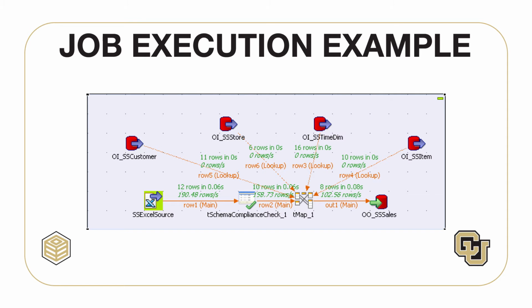This snapshot shows the executed Excel job. The screen snapshot was taken from the Job Design pane after executing the job. You can see that the Excel input file contains 12 rows. The tSchemaComplianceCheck component rejects 2 rows for null value or data type violations, passing 10 rows to the tMap component. The tMap component rejects 2 rows for foreign key violations, passing 8 rows to the tOracleOutput component. The job execution documentation shows the number of rows processed along with processing times.